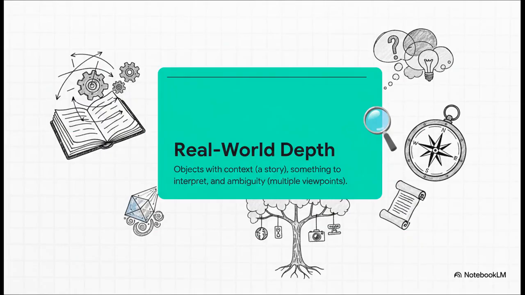Step 2 is all about what I call real-world depth. So what on earth does that mean? It means your object isn't just a static thing. It has a story, a context, it has layers. It's something that you and I could look at and see totally different things. That ambiguity is where all the juicy TOK analysis comes from.